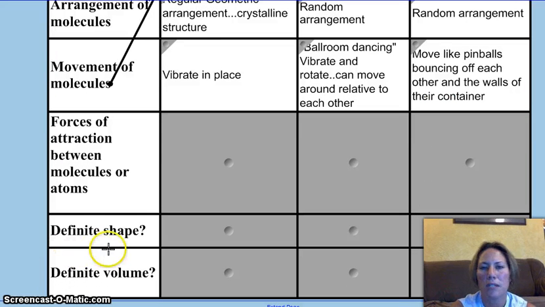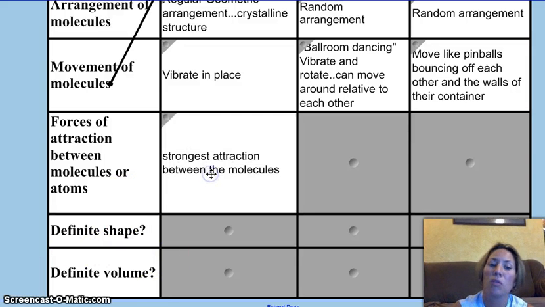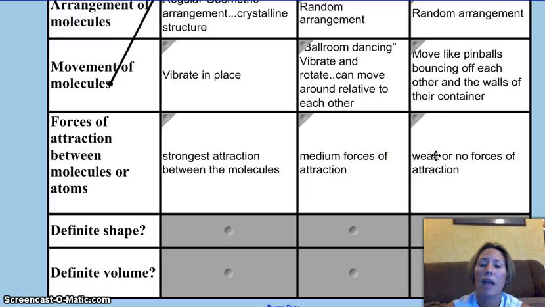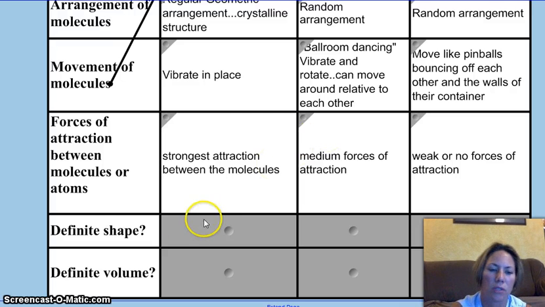We have some other things here on our chart. We have forces of attraction, and it's important that you know that the reason that the solid atoms are closest together is because they're the strongest attraction between the molecules. That's what holds them so close together. Liquids have medium forces of attraction, depending on what the liquid is. It can be stronger or weaker. And gases really have weak or even no forces of attraction. Okay, sometimes those are called intermolecular or interatomic forces of attraction.